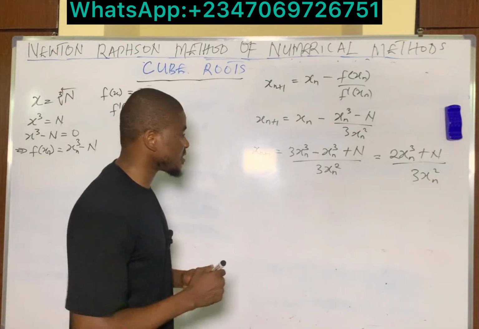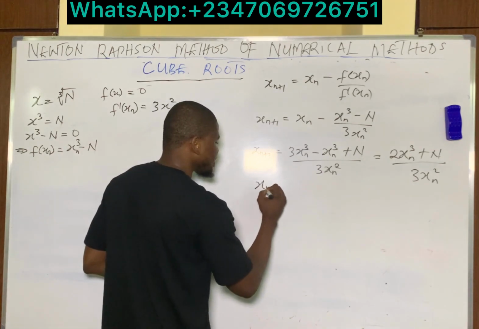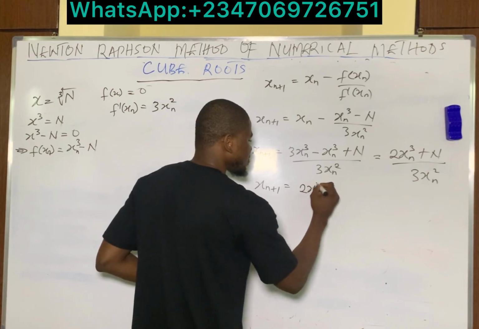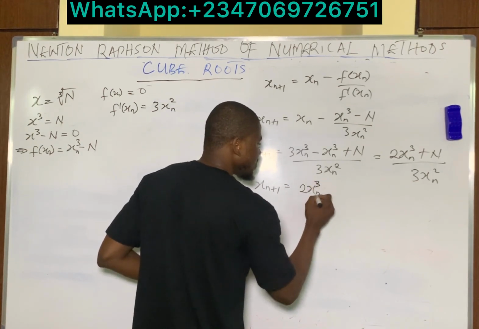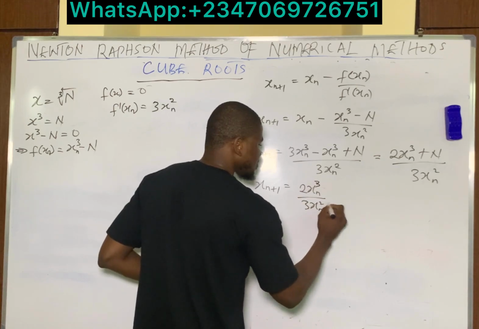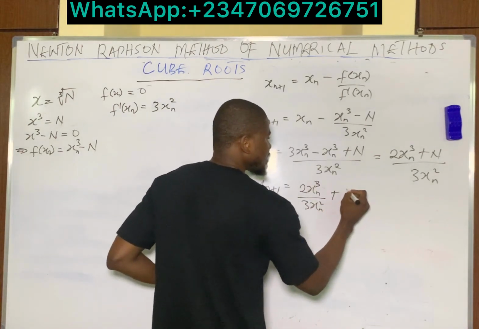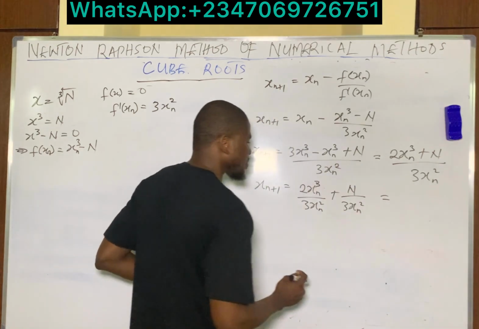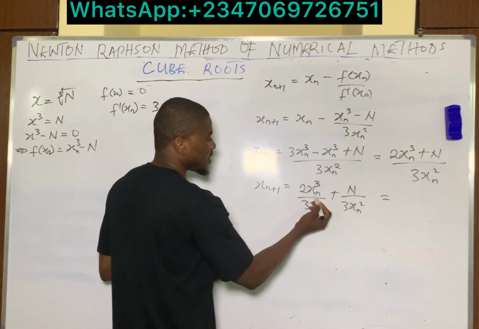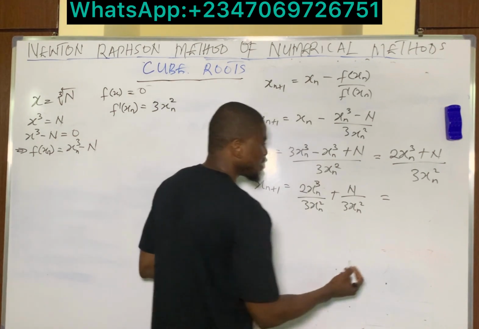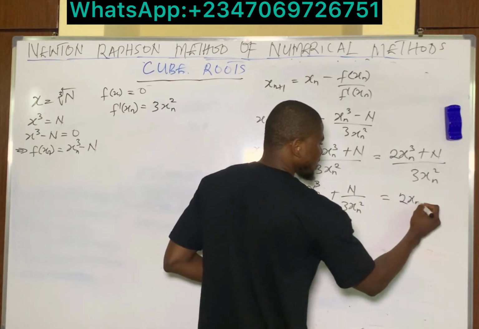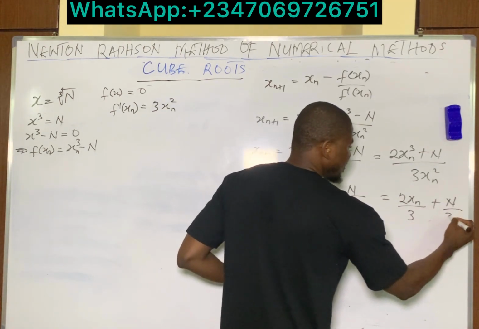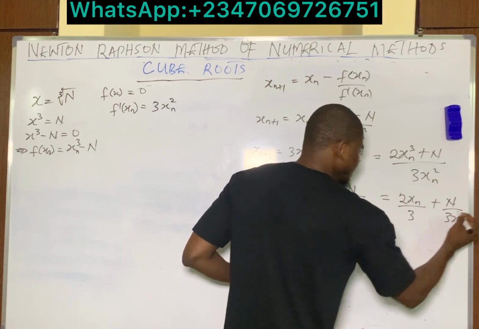So you can split that relationship, and you're going to have xn plus 1 to be equal to, this simply gives us 2xn cubed all over 3xn squared, okay, plus n all over 3xn squared. And this is going to be equal to, over here, xn cubed cancels xn squared. So I'll simply have 2xn all over 3, okay, plus n all over 3xn squared.